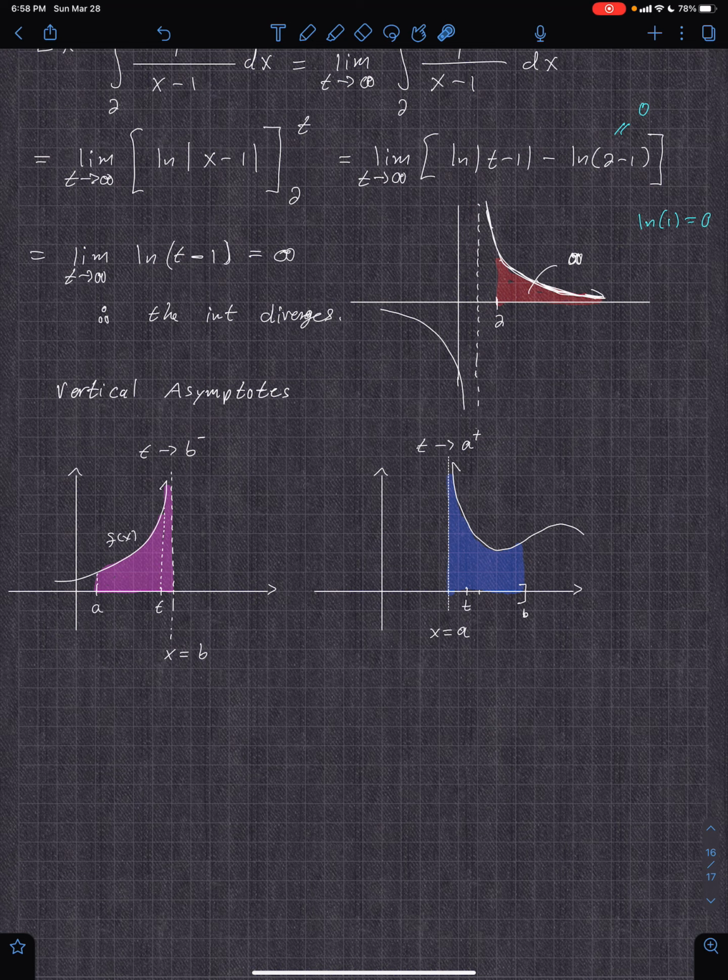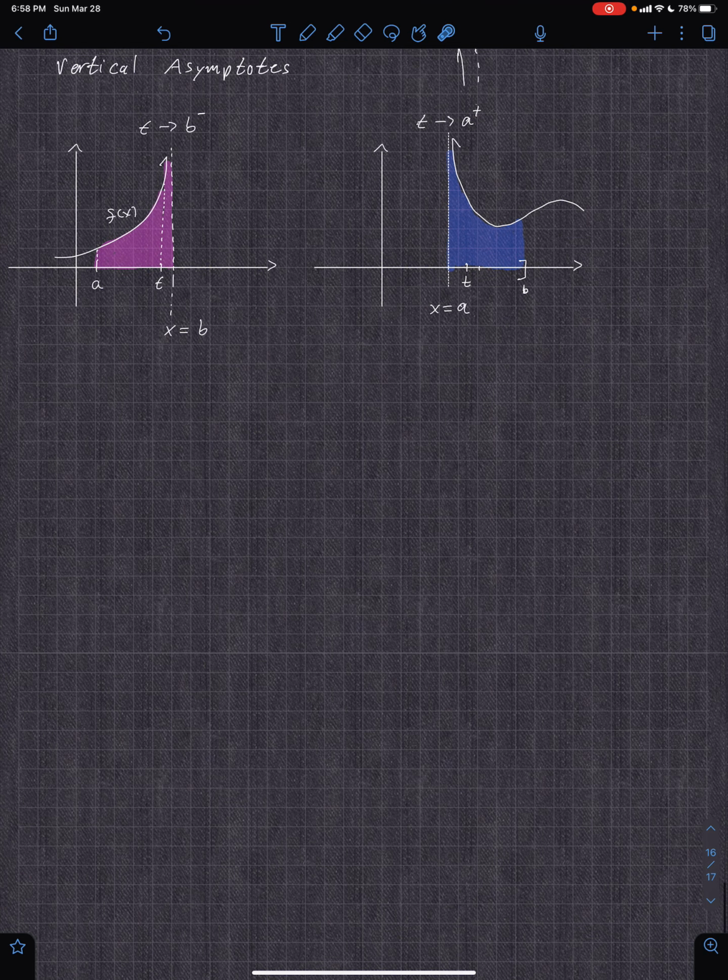The next case is vertical asymptotes, and what happens when you go from, say, A and then you approach a vertical asymptote like this. So you want to find this area. Now, substituting directly for A or B in this case would be undefined, so that would be improper. So you need to approach B on the left. So we're going to do a limit and approach B on one side, or vice versa.